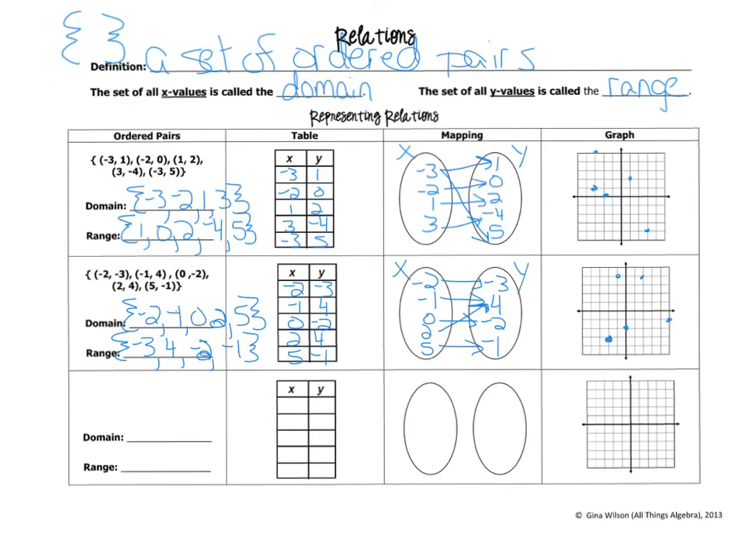We graphed it. Okay? All right, so here's what I want you to do. I want you to come up with 5 ordered pairs. I want you to come up with your own relation, and then I want you to identify the domain, the range, do the table, do the mapping diagram, do the graph. Let me check it before you put it in your notebook.